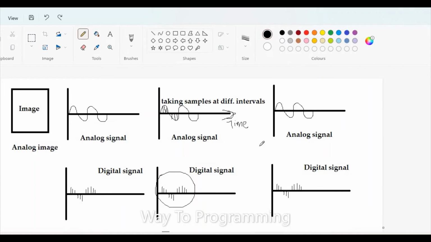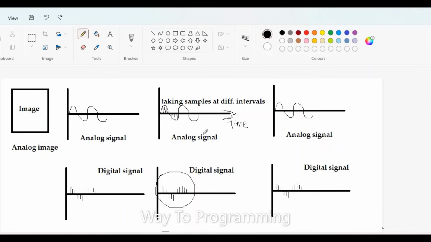So the sampling theorem says that you can reconstruct this analog signal from this digital signal if the sampling frequency that was used here was more than double the original frequency. I'm not sure if I said it right the first time.